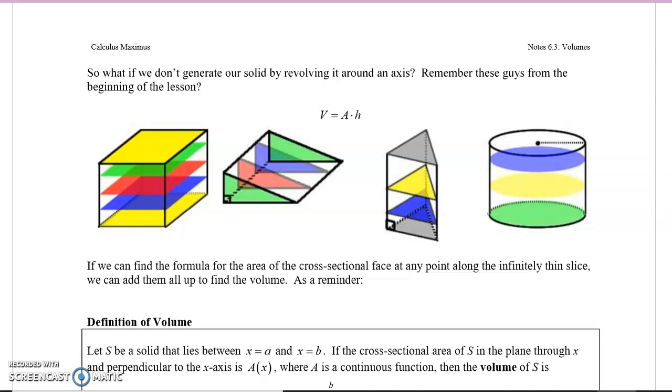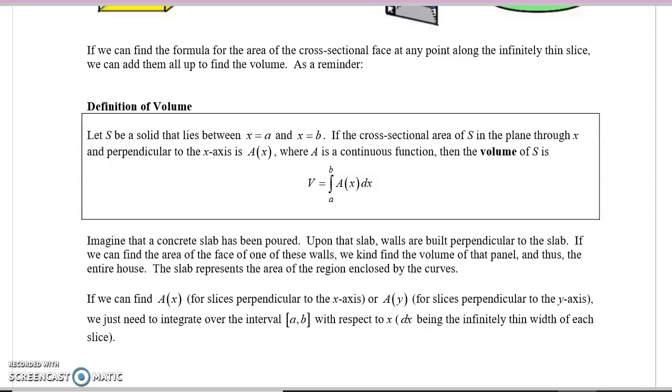Well, remember that we're just taking infinitely thin cross sections of our solid, finding the area of each cross section, and adding up the volumes of each one of those based on the infinitely thin thickness. We're going to use those integrals, right? So this is the concept that we saw at the very beginning of this unit, where we talked about finding the area of a cross section and integrating from A to B.